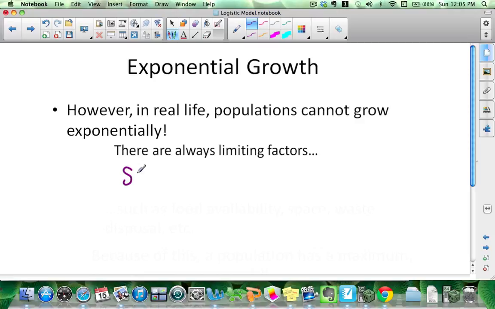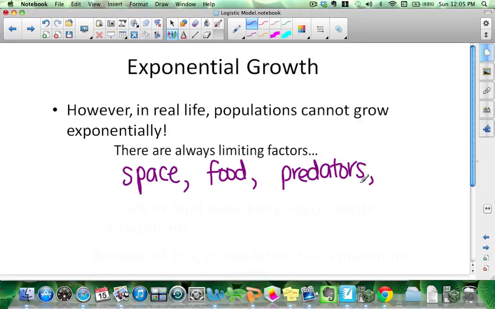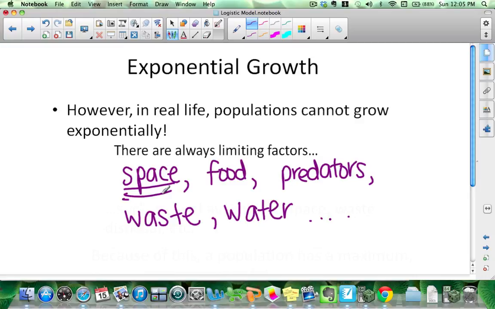Okay, I'm hoping you are thinking about things like space, the amount of food, the number of predators, sorry, but waste. Okay, when we hit a certain point and the waste starts piling up, animals don't survive so well. Water, okay, things like that. And I'm sure you thought of some more brilliant things. But these are the ideas, that there are factors that limit the growth of a population. Space is usually a big one, okay? When we run out of room, we kind of just can't do much, okay?